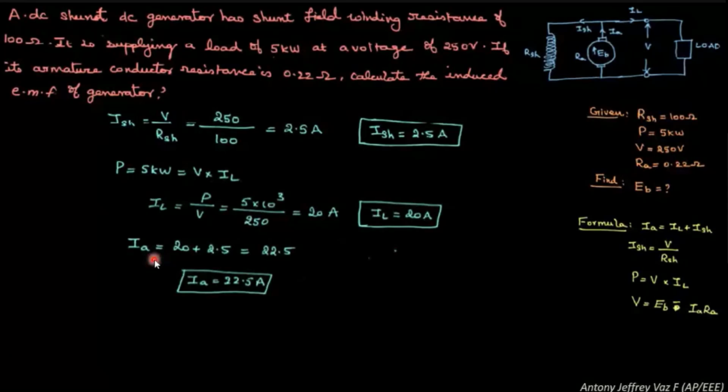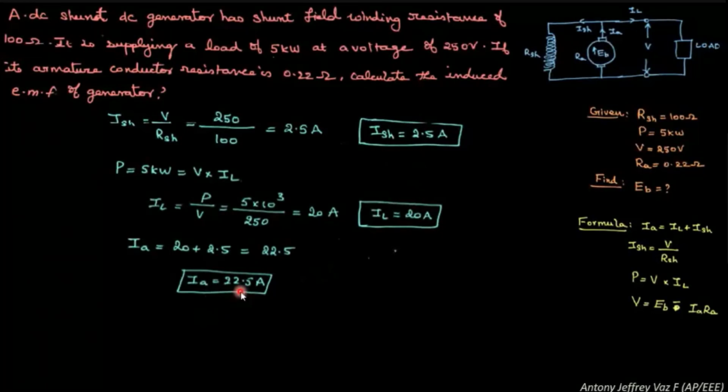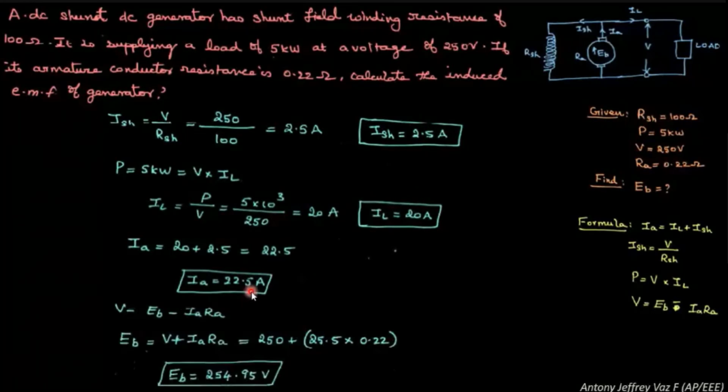And this is the armature current IA. You can find the armature current IA is nothing but IL plus ISH. So you need to add these two values. You will get IA of 22.5 amperes. And this is the voltage equation. Here you can see V is equal to EB minus IARA.